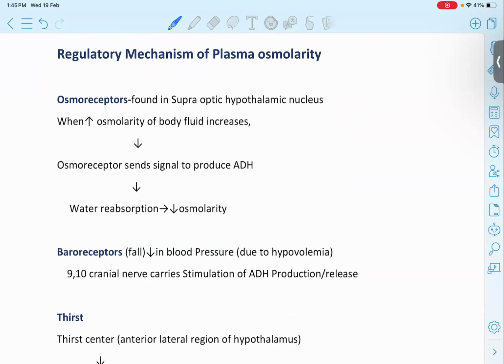Next, we will move into the regulatory mechanism. So, regulatory mechanism of plasma osmolarity.